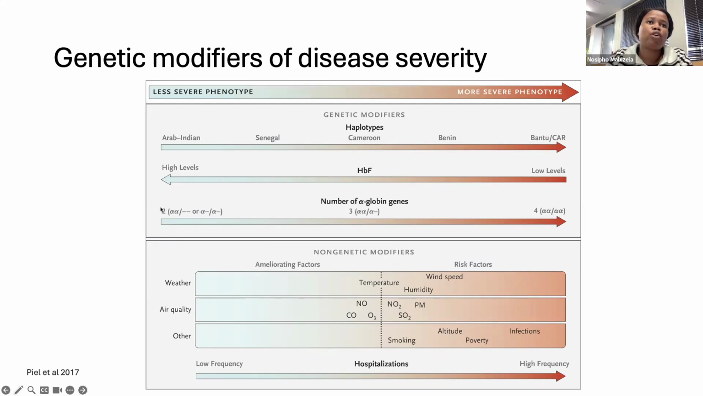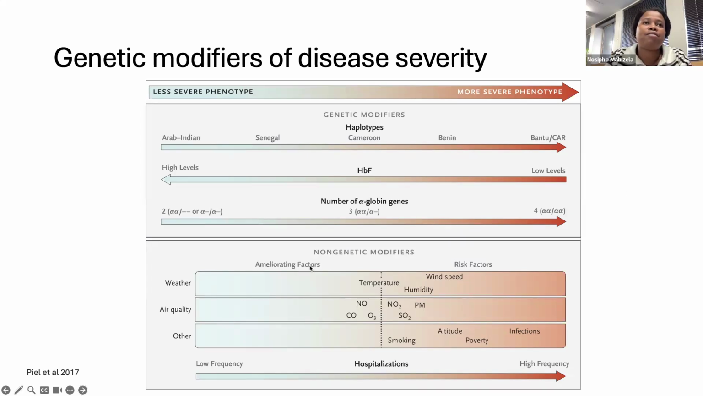We can see that if you have two deletions, you are less severe in terms of phenotype, but then the more deletions you have, the more severe your phenotype is. And then there are haplotypes that have been characterized, and you can see that they range from Arabia Indian haplotype to Bantu haplotype. Bantu haplotype is a severe haplotype, which is mostly prevalent in Central Africa.